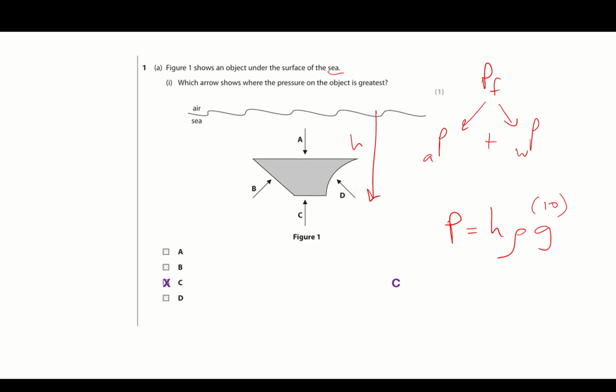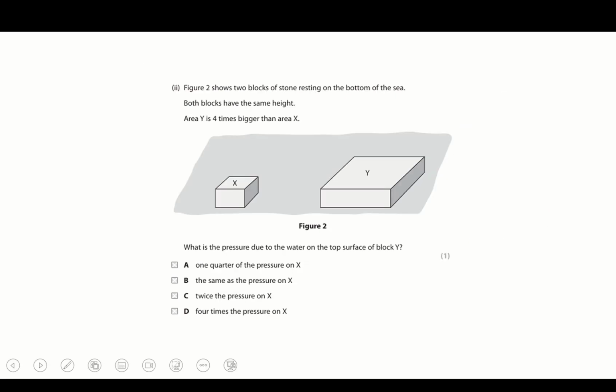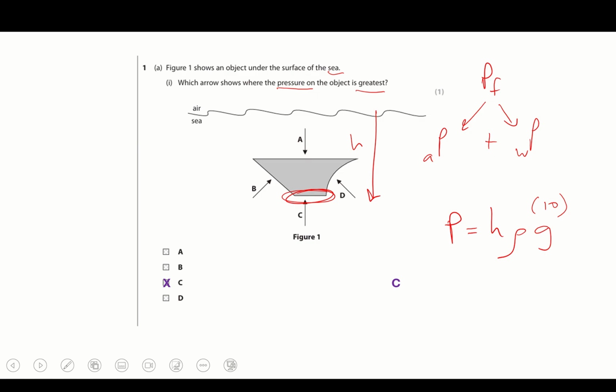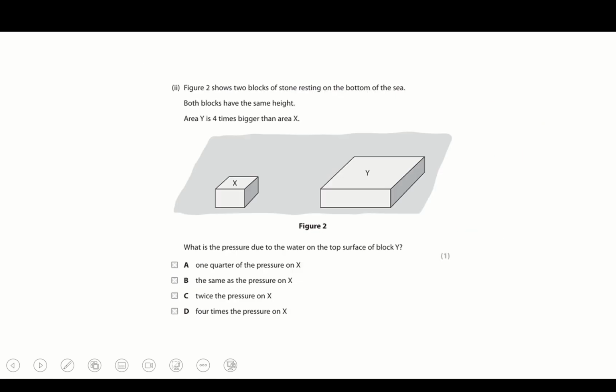So what can we look at there? Where is the pressure the greatest? Well, it's going to be whichever surface is further below the surface of the sea. And we can see it's this surface here. So that's going to be C. On to the next one.